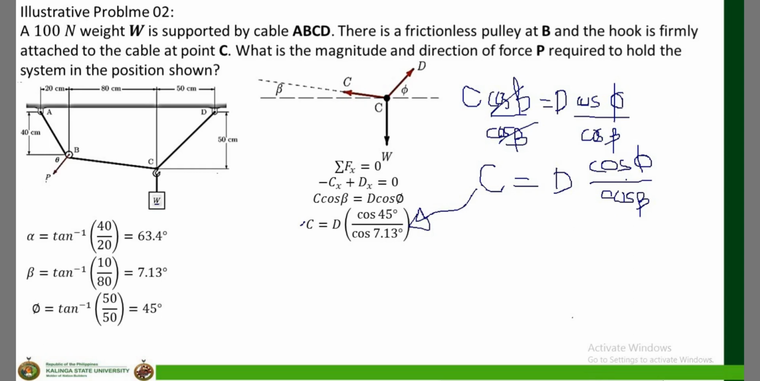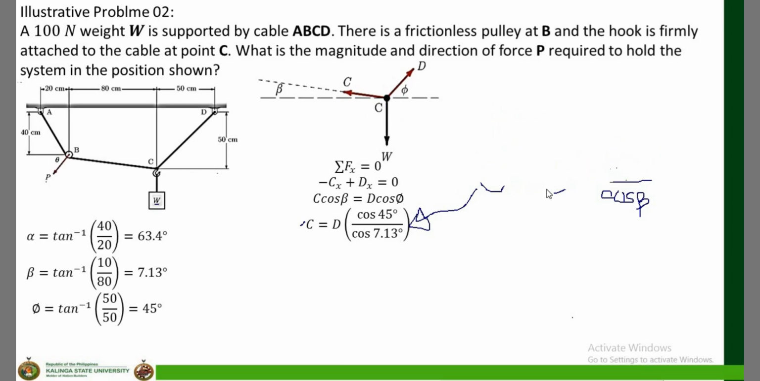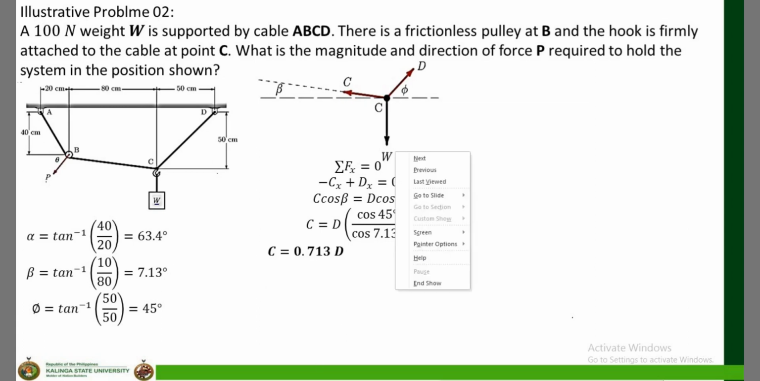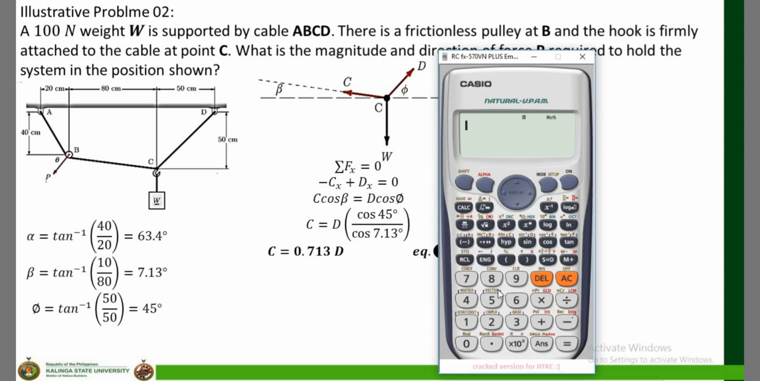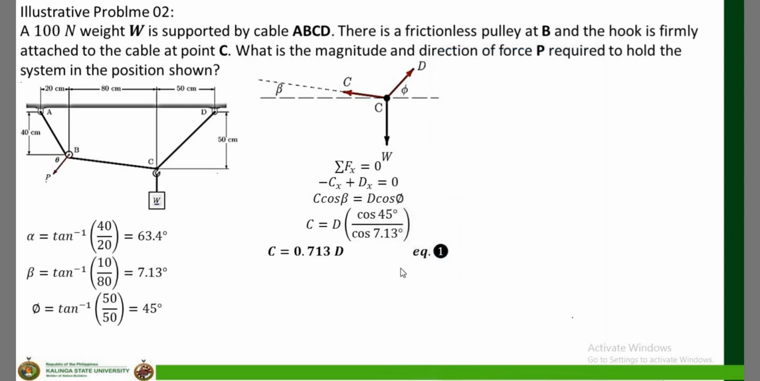Again, review your algebra if you got lost here. It is impossible that you don't remember it, since it is the very first topic in algebra. And so this is my equation 1. I entered cosine of 45 degrees, divided by cosine of 7.13, and that is equal to 0.713 D. Okay? That is my equation 1.